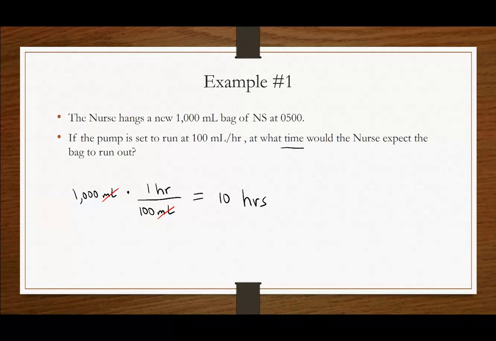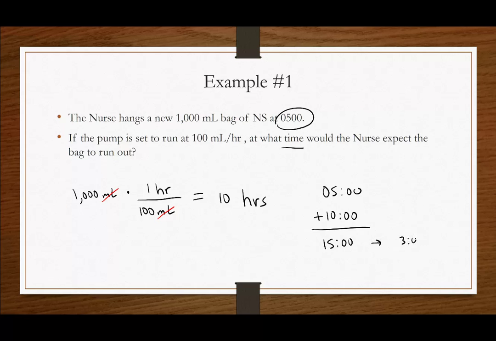But that's not all that we're interested in. We want to know exactly what time the bag will run out. So if we started at 0500 and this occurs over a 10-hour period, we should expect the bag to be finished at 1500 hours. Stated another way, in more standard time, this is 3 p.m.